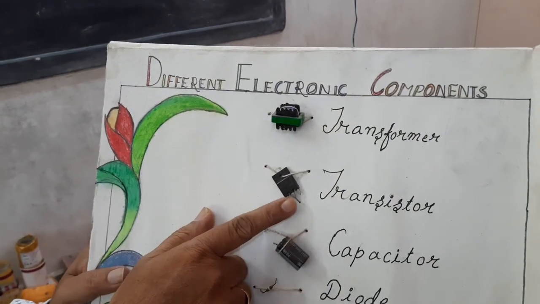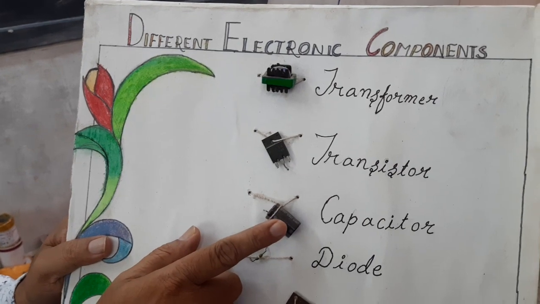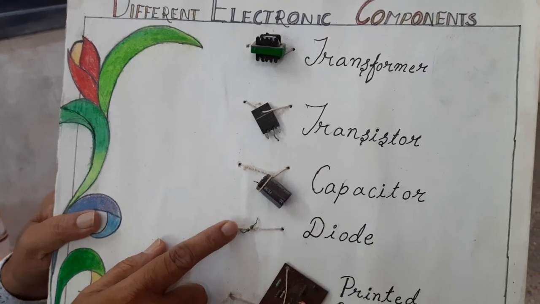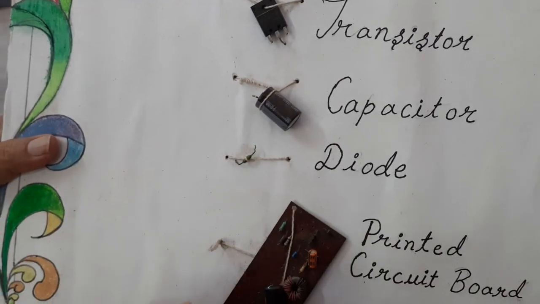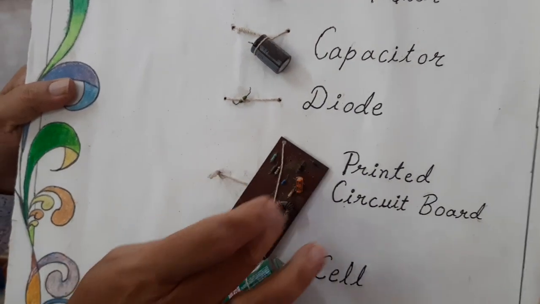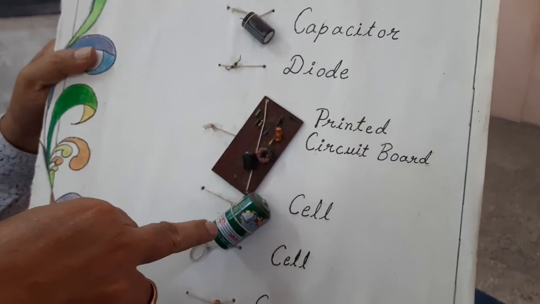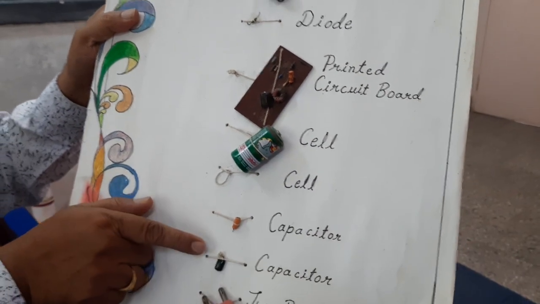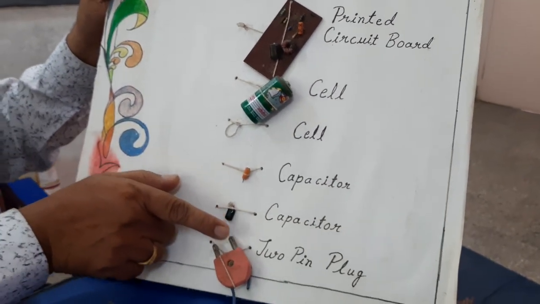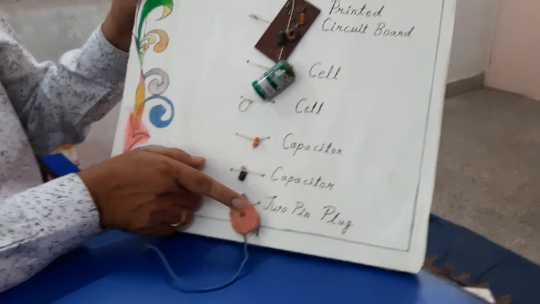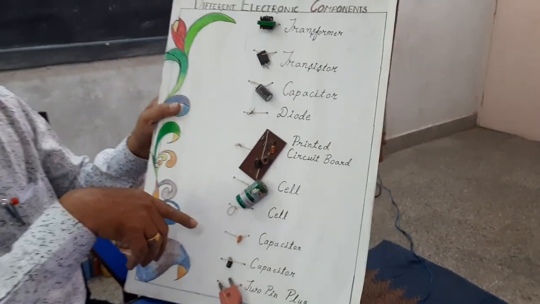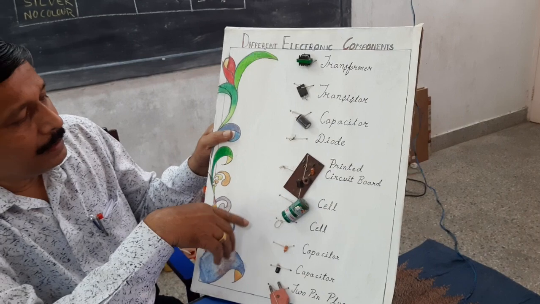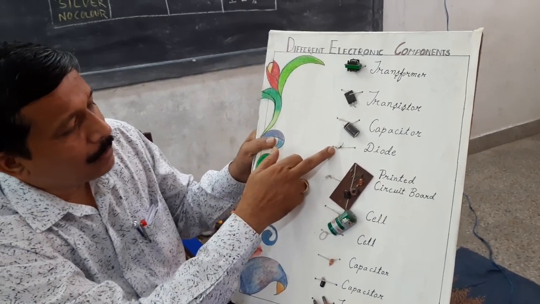Second, this is a transistor. This is a capacitor. This is a diode, and this, the whole thing, is a printed circuit board. And this is your cell, and this is a capacitor, and this is also one type of capacitor, and this is a 2-pin plug. So these are your electronic components. And you see here, this is one diode.